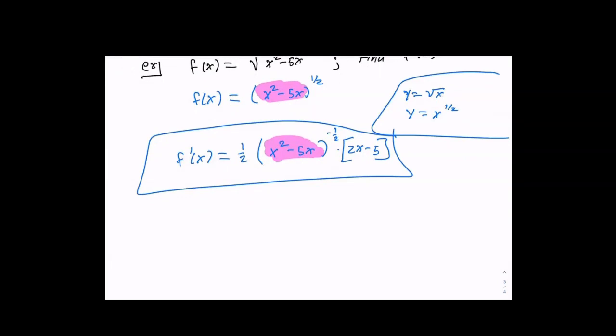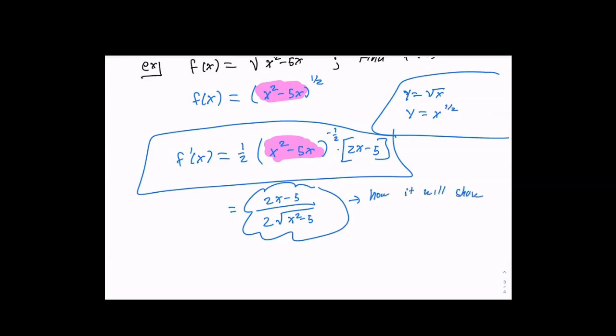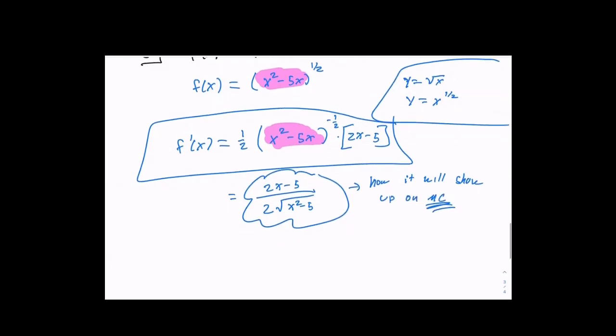If I look at a multiple choice problem and I don't see this, I would see this as being the same thing as 2x minus 5 over 2 times the square root of x squared minus 5. This is how you would probably see it on a multiple choice. So that's how it would show up on a multiple choice.